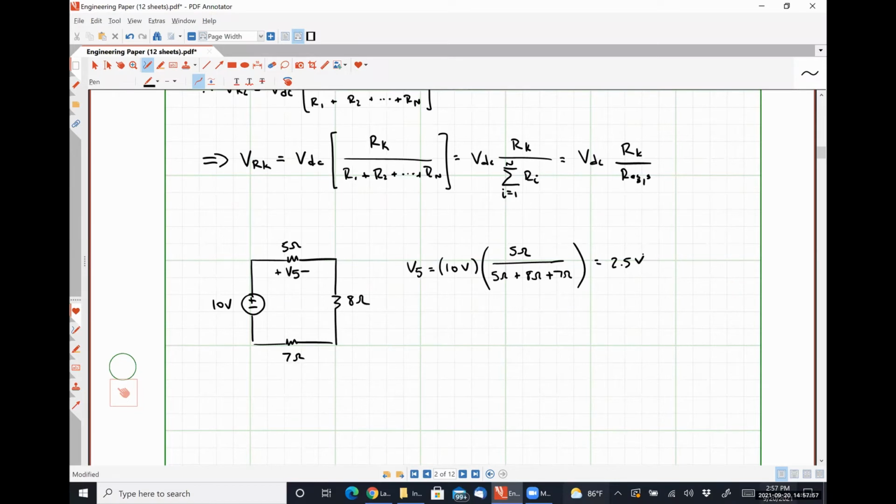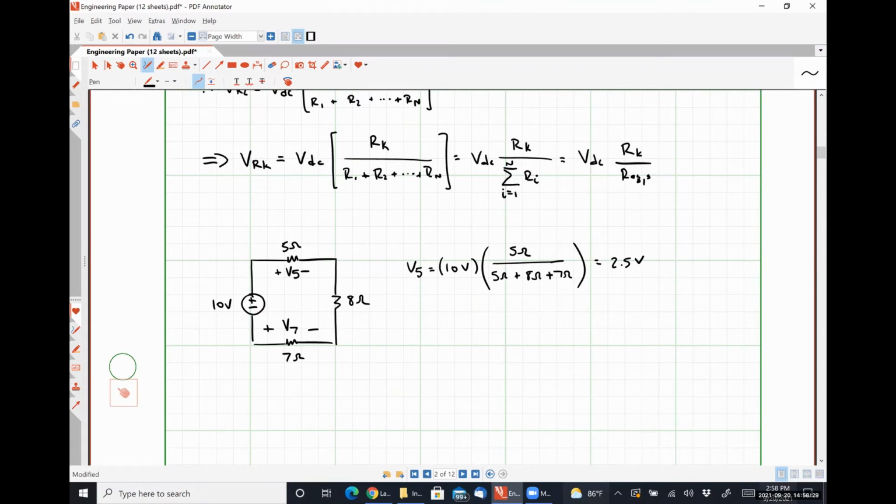Okay, so this is how you apply voltage division. Now, there are a couple of caveats here that I'm going to talk about. First of which, what if I want to figure out this voltage V7, the voltage drop over my 7-ohm resistance? But notice that I have the opposite polarity, right?